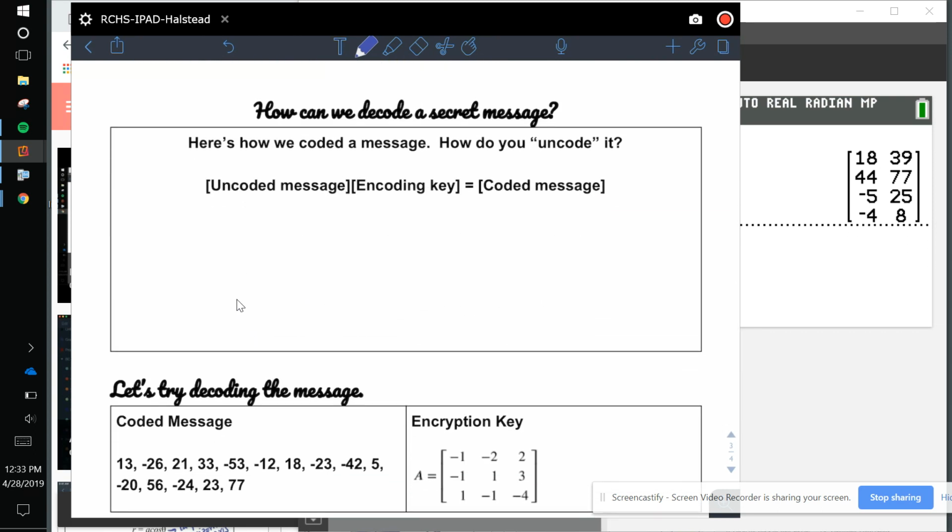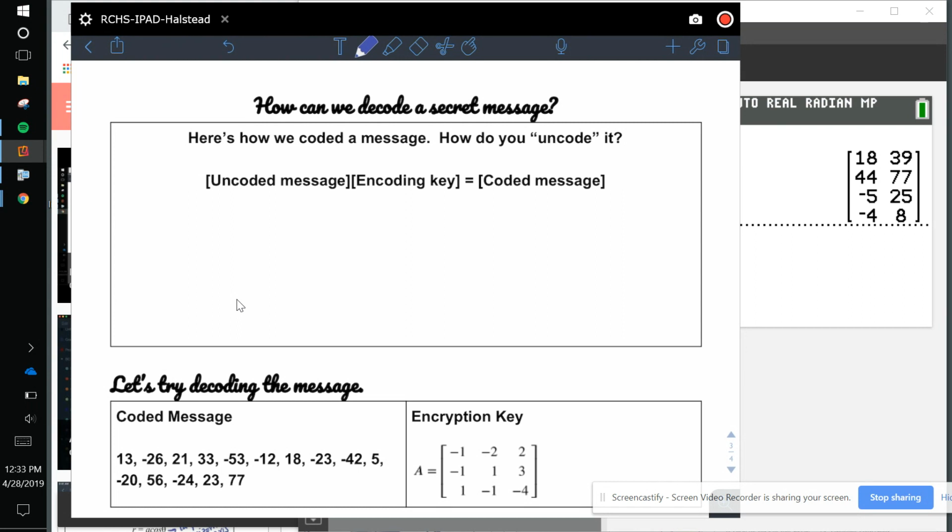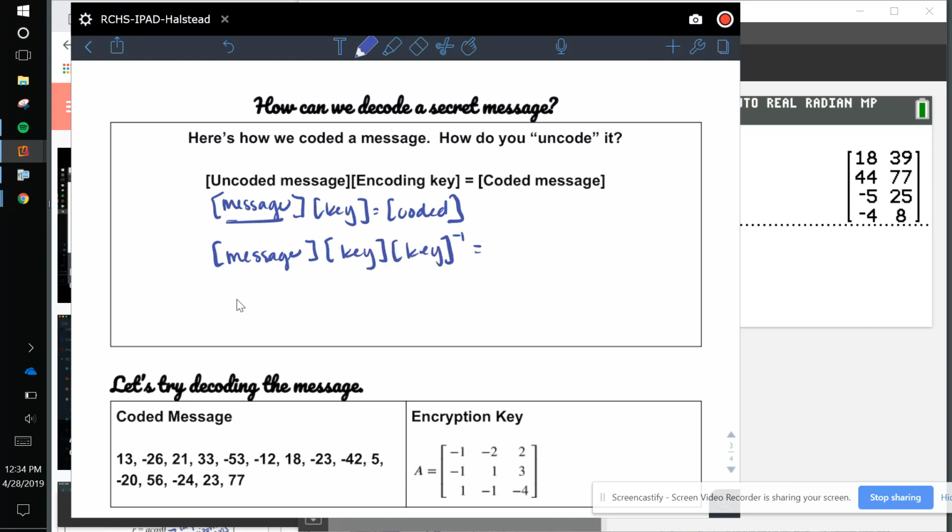To decode, we take the original message, remember, and we multiply that by the key to give us the coded message. So how would I get the original message by itself? Well, I'm going to take my coded message and multiply by the inverse key, and that will give me my original message back. So let's try this one.